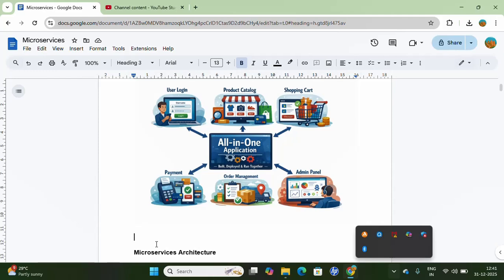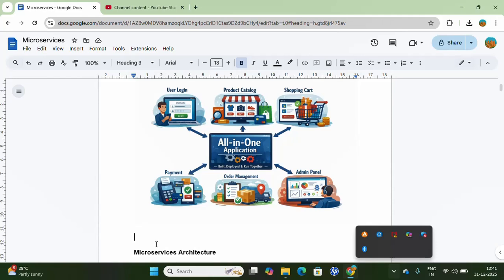Monolithic architecture means, suppose you have an application. You can see in the image, you have different business operations: user login, product catalog, shopping cart, payment, order management, admin portal. These are the six independent operations. We developed these six operations as a single unit, built as a single application, and deployed as a single war. This type of approach we call the monolithic architecture.